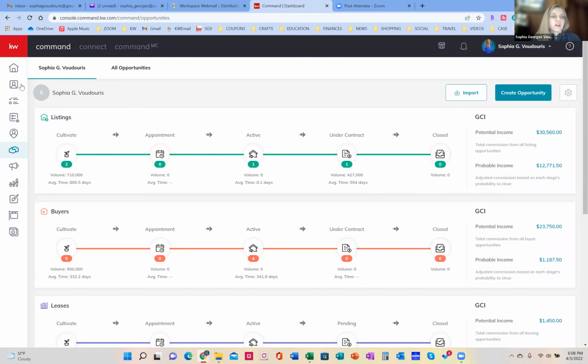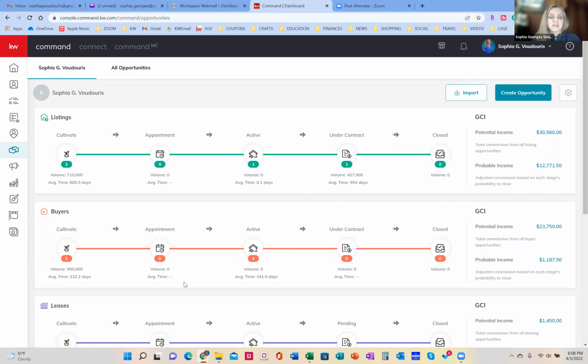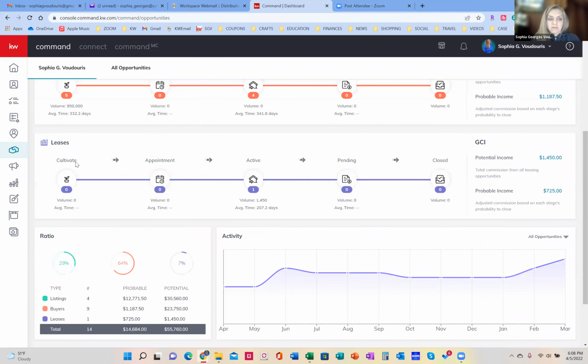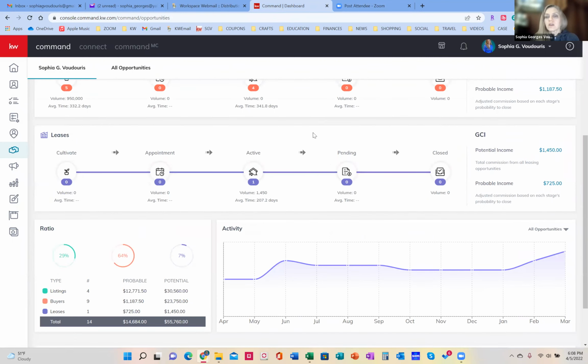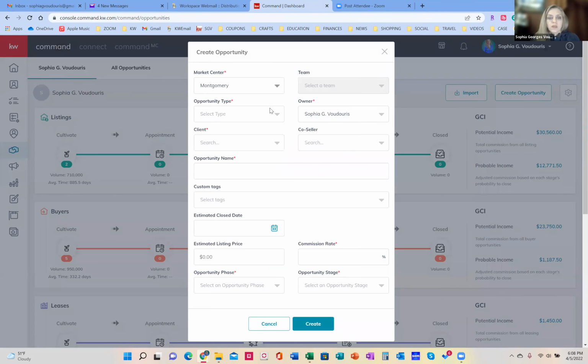And when you're going to the opportunities, the little handshake, you've got listings, buyers, and leases. And under leases, notice it's just flat leases. It doesn't say leases, landlord, leases. It's just one. So when you actually create the opportunity, that's when you say create opportunity, you're going to select it. Here, it actually breaks it down, but it doesn't break it down on the main screen. So here you have listing, buyer, landlord, tenant.